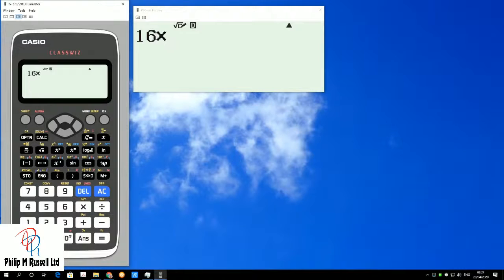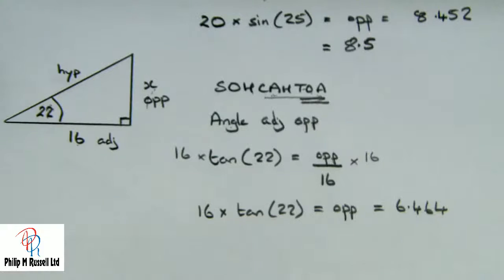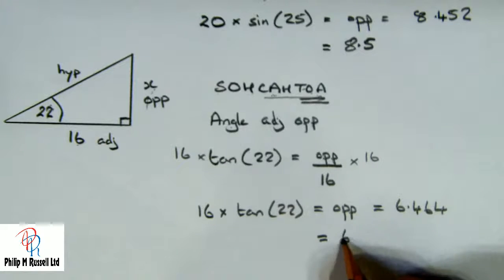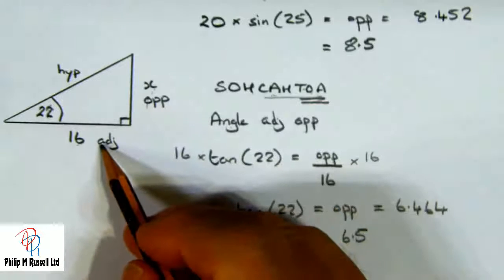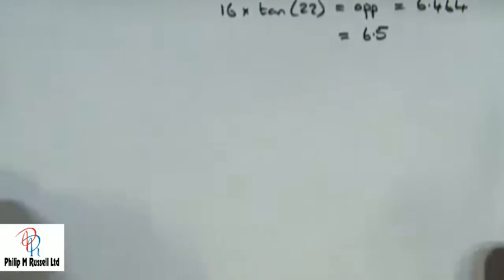We'll go to the calculator and we can type in 16 times the tangent of 22 equals 6.464, and I'm going to round that to just one decimal place, so that's going to give me 6.5. I'm going to do another one of these, but this time let's try and find the adjacent, and this is going to give us a little bit more of a problem.